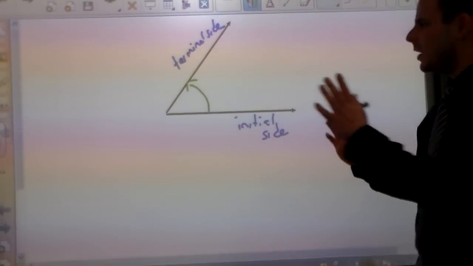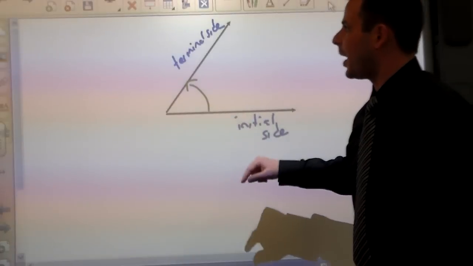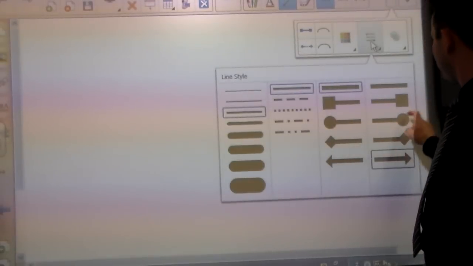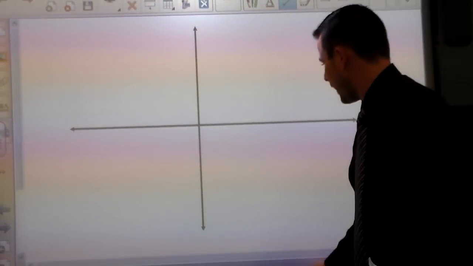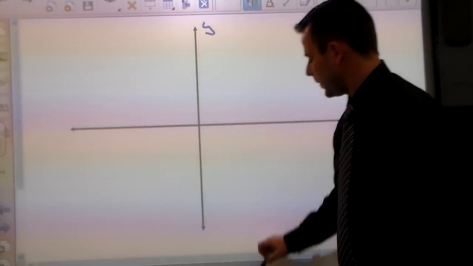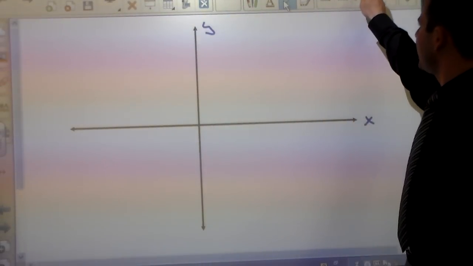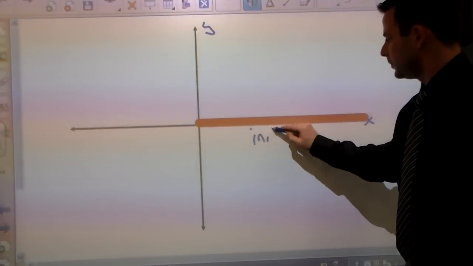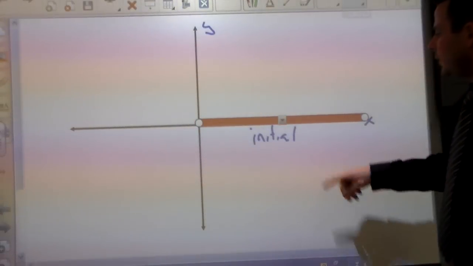The next definition means that if we're putting it on the coordinate axis, then this initial side is lying in a specific spot. So let's draw a coordinate plane, and let's put an angle of rotation on a coordinate plane. Two-sided arrow here, okay. So here's my x and y axis. An angle of rotation in standard position is telling me that my initial side is on the positive side of the x-axis. So this is my initial side.